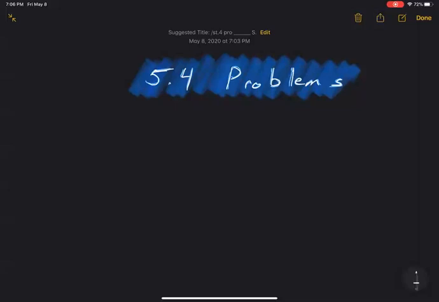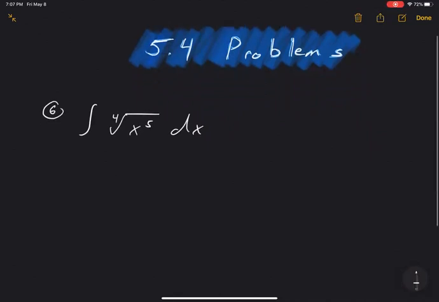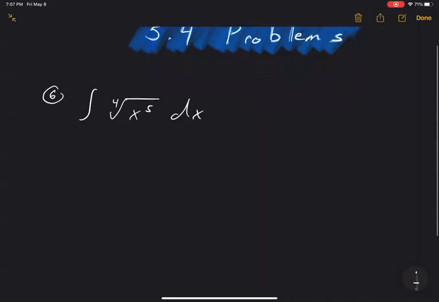So I'm not infallible. These problems are coming from the textbook, section 5.4, and I'm just going to do several of these problems. First up would be number 6. So this integral here, the fourth root of x to the power 5 dx. And all of these problems are going to be solved just using the table on page 403 of the textbook, I believe. Yeah, page 403. That table of indefinite integrals.